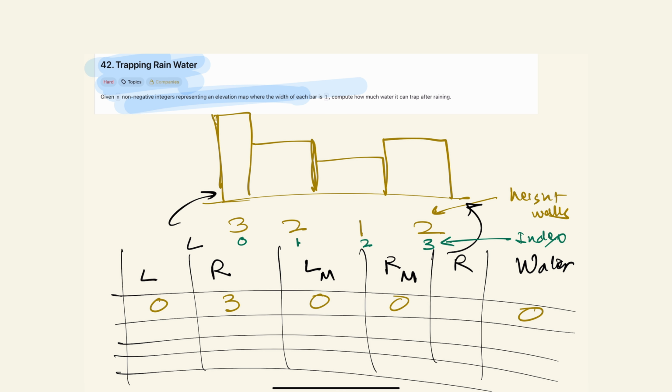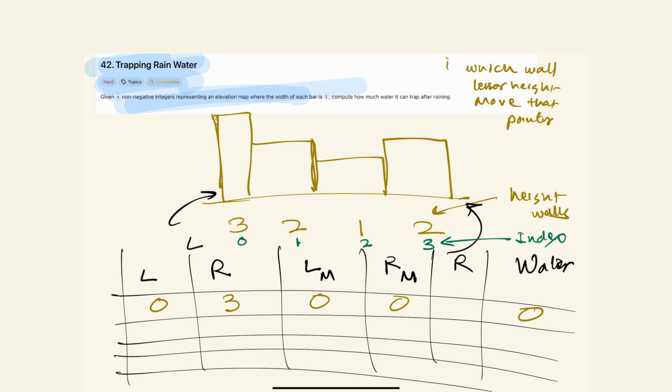Now, very first thing, check which one is minimum out of left and right. Based on that, I am going to move the pointer. So left height was 3, right height was 2. Which one is lesser? The right one. Right pointer is lesser, so I'm going to move the right pointer. So very first formula is: which wall is having lesser height, move that pointer.